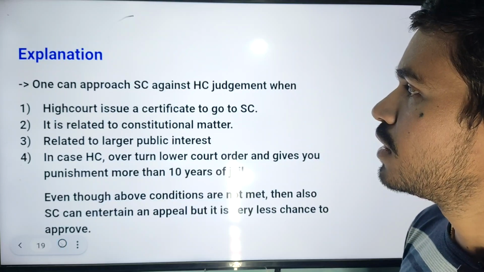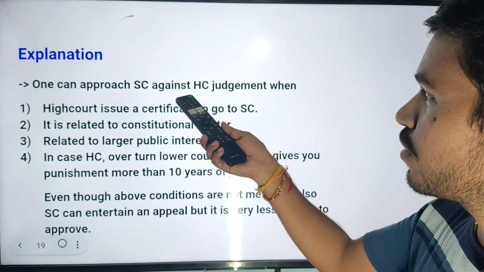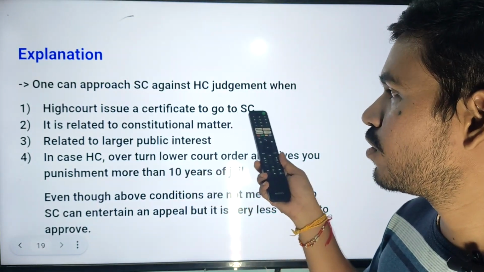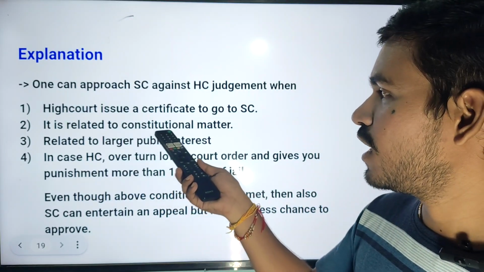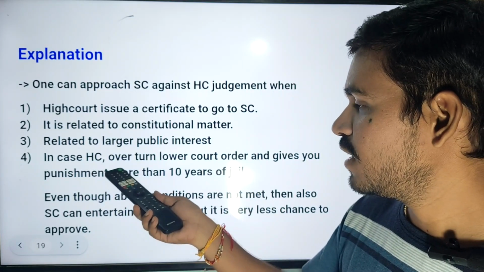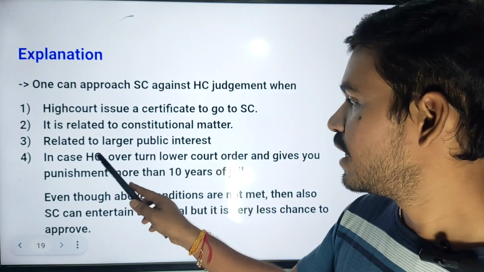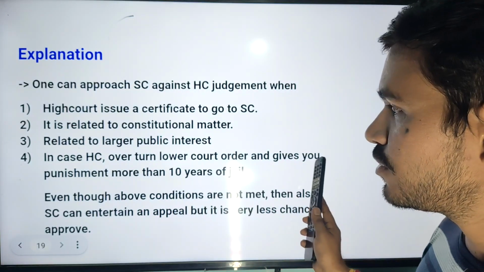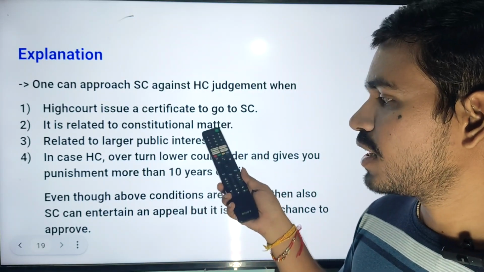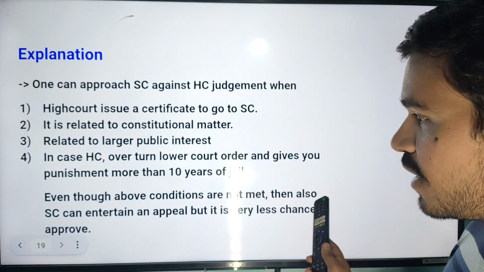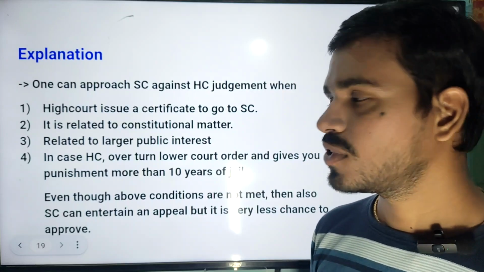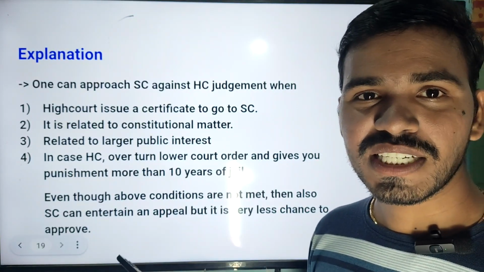If you see the explanation, one can approach the Supreme Court against a High Court judgment when the High Court issues a certificate to go to the SC. It is related to a constitutional matter, related to larger public interest. In case the HC overturns a lower court order and gives punishment of more than 10 years of jail, in all these cases we can approach the Supreme Court. Even though the above conditions are not met, the SC can still entertain an appeal, but there is very little chance of approval. This is called a special leave petition.